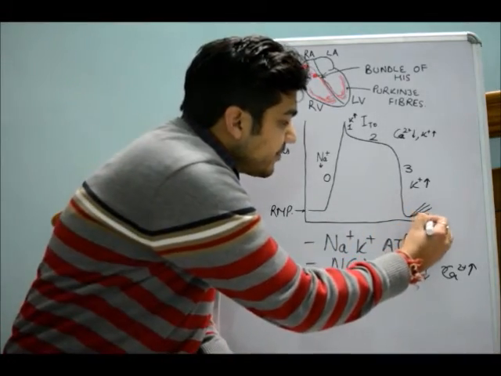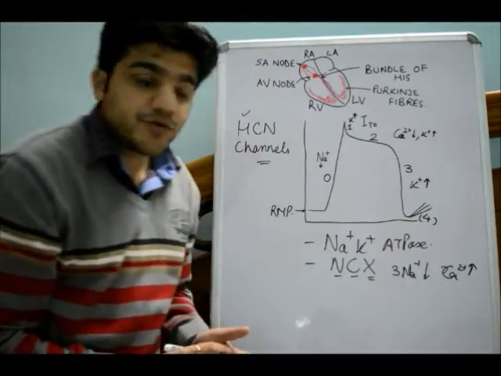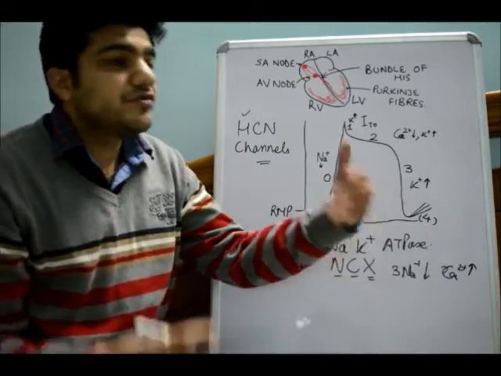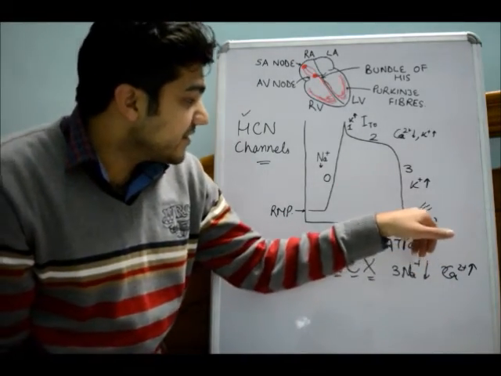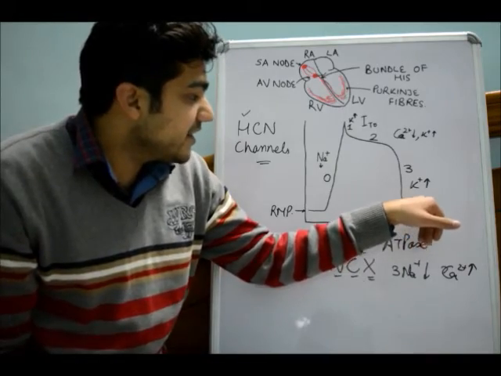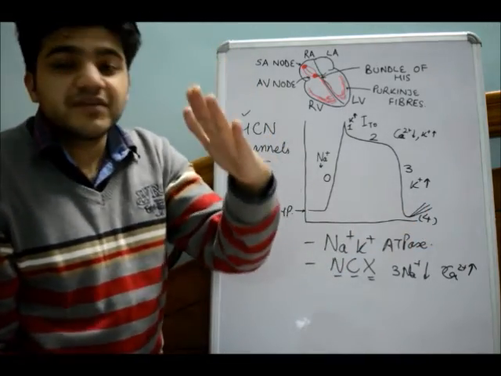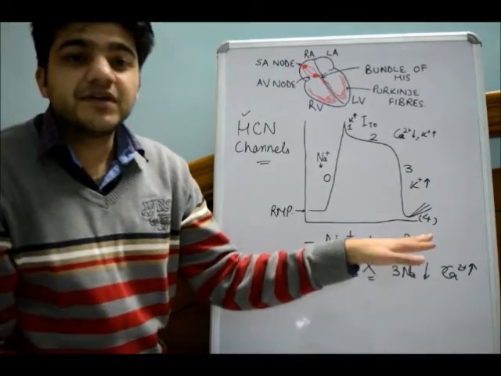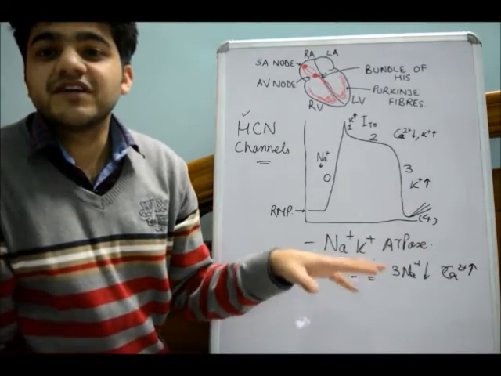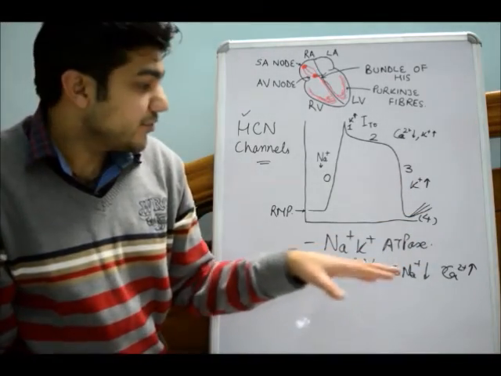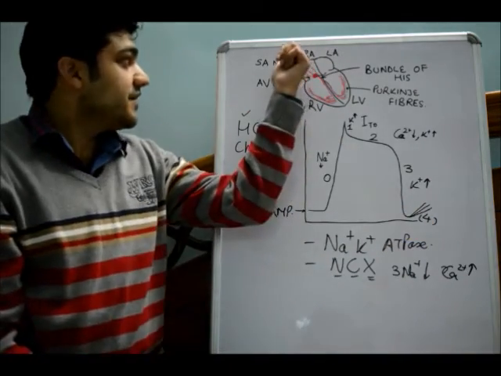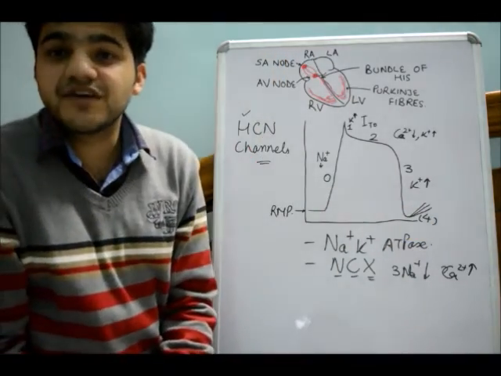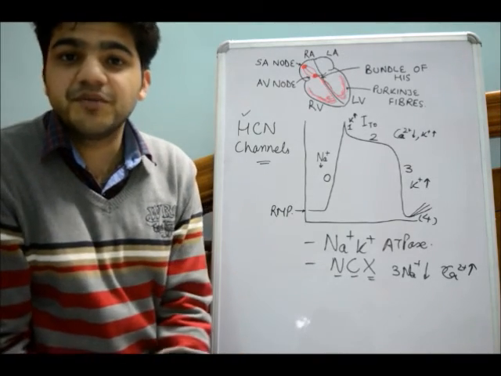This phase is called phase 4. This phase 4, you can call it delayed depolarization or diastolic depolarization. The rate of that depolarization, or the steepness of that slope, will determine which cell is going to fire next. Since this rate is fastest in the SA node, that's why the SA node serves as our pacemaker of the heart.